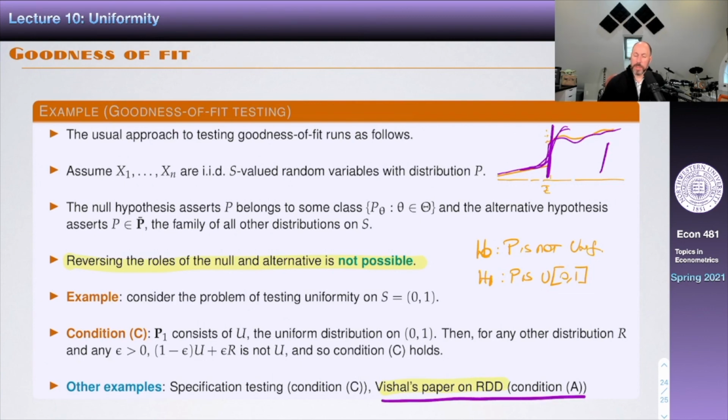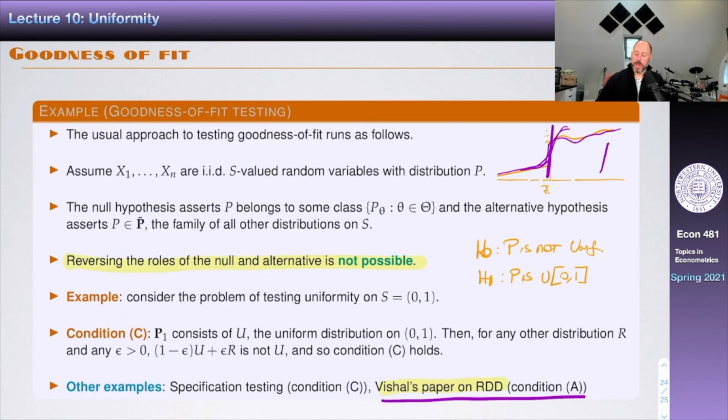So, leaving aside that you can say the insight here wasn't particularly novel, the way of proving it was simple, nice and elegant. Because it just follows from checking that in RDD you can verify this condition A, and then you get the non-testability of RDD without assumptions that control the first derivative.